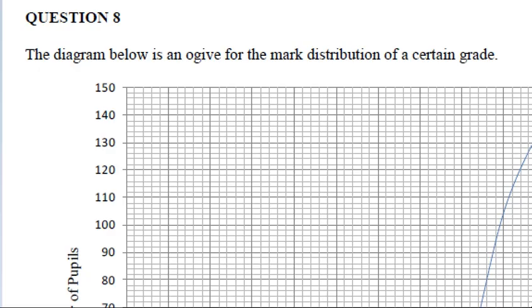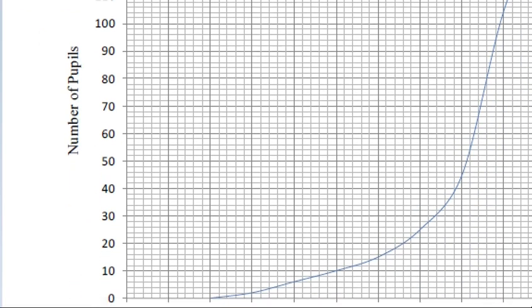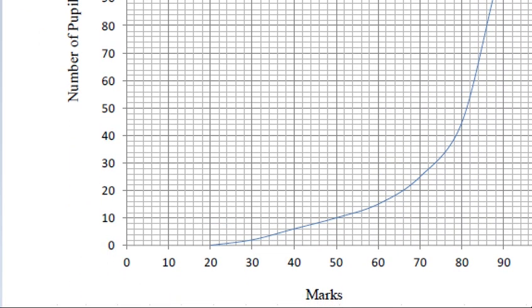So if I zoom in to get a better reading of the values, we can see in the first category, between 20 and 30, the ogive goes up to 2. So that means that the actual frequency in that class, 20 to 30, is 2.